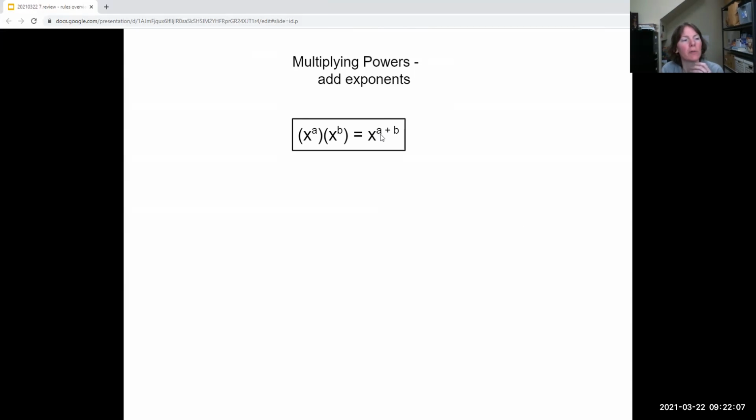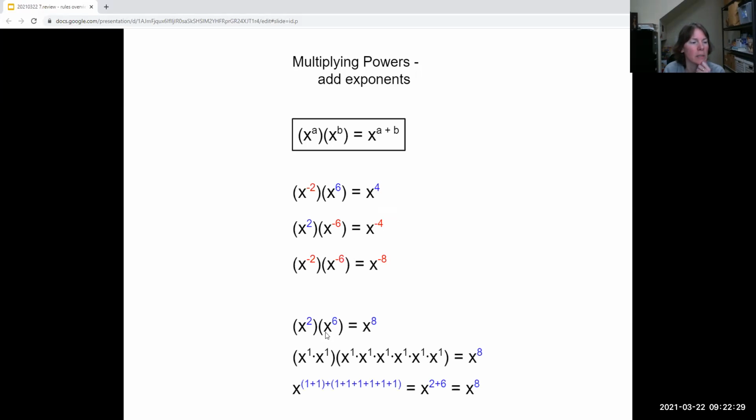And you should be able to do it following this exact rule and come out with x to the eighth, right? And if you did any combination of positives or negatives, you would actually come out with, in this case, different numbers each time. And here's that one I just had you work. X to the second times x to the sixth equals x to the eighth.